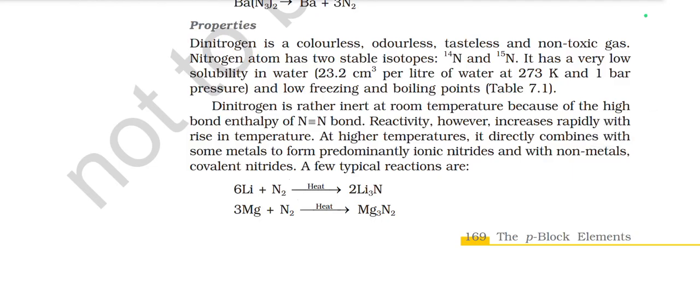Properties. Dinitrogen is a colorless, odorless, tasteless, and non-toxic gas. Nitrogen has two stable isotopes. It has a very low solubility in water and low freezing and boiling points. Dinitrogen is rather inert at room temperature because of the high bond enthalpy of the N triple bond N. Reactivity, however, increases rapidly with rise in temperature. At higher temperature, it directly combines with some metals to form predominantly ionic nitrides and with non-metals to form covalent nitrides.